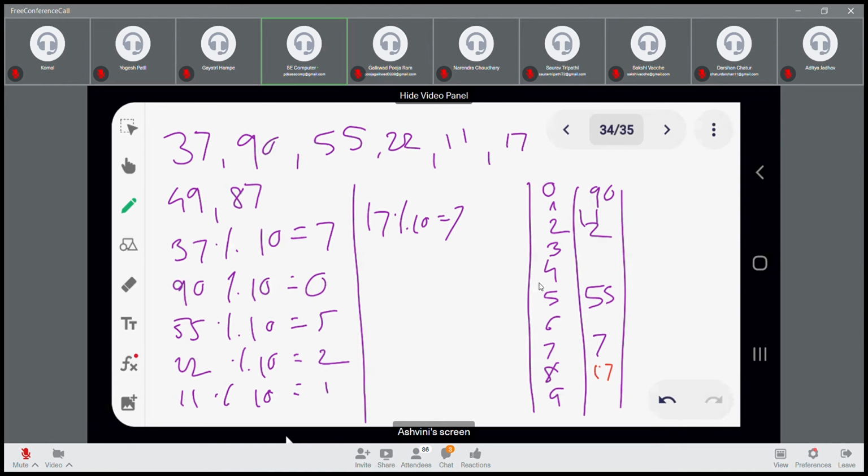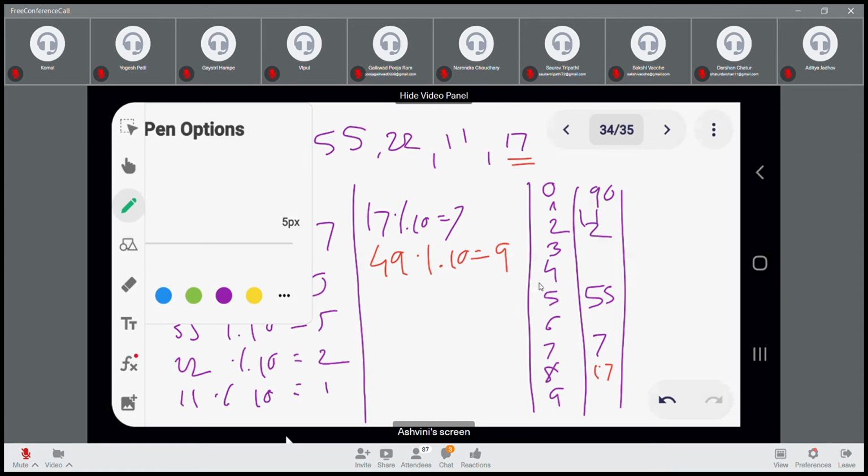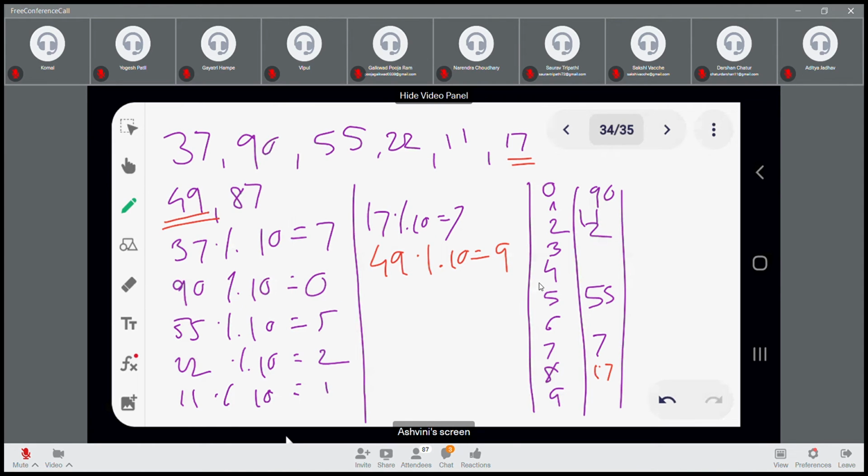Yes, ma'am. Okay. Now the next number after 17 is 49. Okay. So for 49, 49 mod 10 is equal to 9. 9 is empty. So you can place 49 at index 9. Okay. So after 49, next number is 87. So 87 mod 10 is again 7, which is not empty, which is also occupied. So again you need to apply quadratic probing for this number 87, hash key 87.